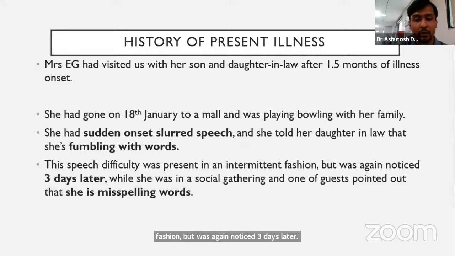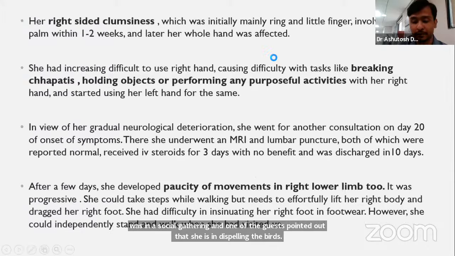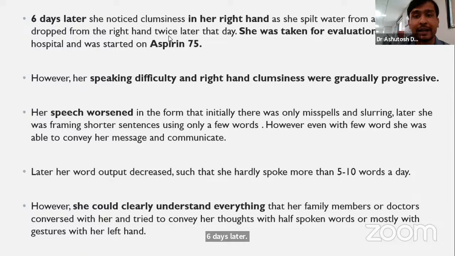6 days later, she noticed clumsiness in her right hand as she spilled water from a glass and cups dropped from the right hand twice later that day. She was taken for evaluation to a nearby hospital and was started on aspirin 75. However, her speaking difficulty and right hand clumsiness were gradually progressive.